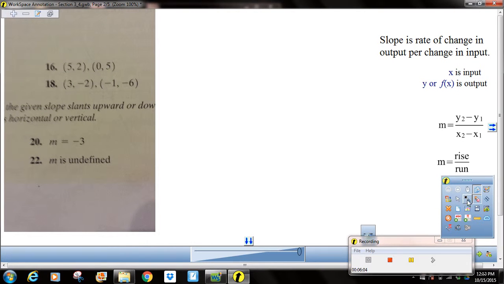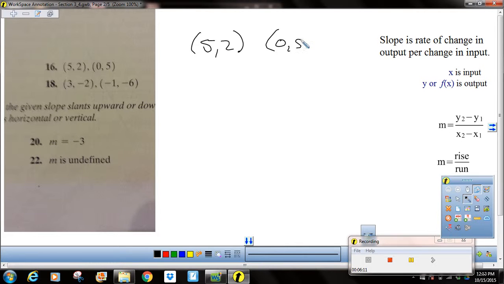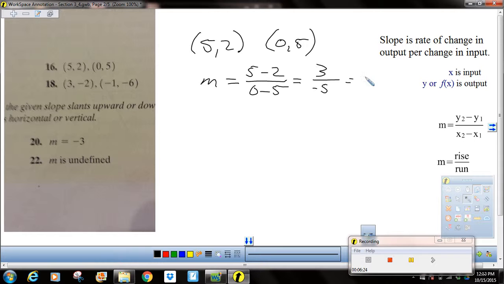Okay, I've got 2 more here. Slope is y2 minus y1 over x2 minus x1. End up with -3/5. So as the input changes, the output is dropping 3/5 for each change in input. Now I'll just do the other one on the same page here. I'll change colors.